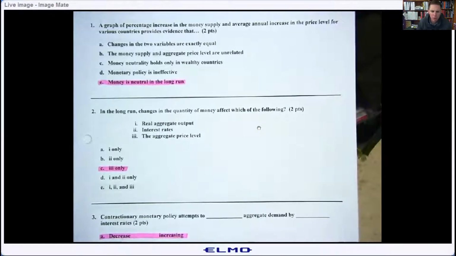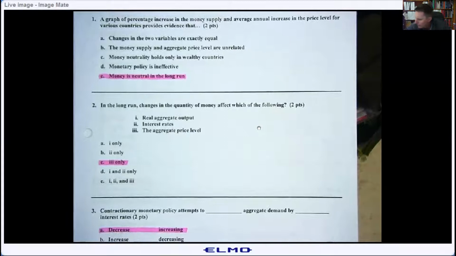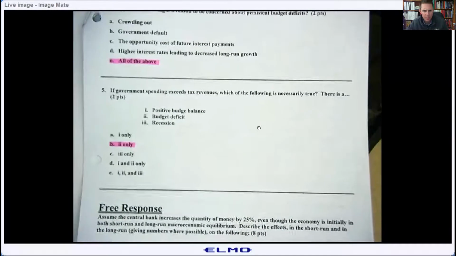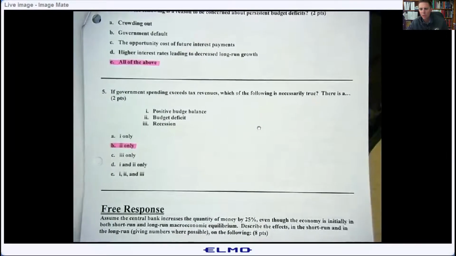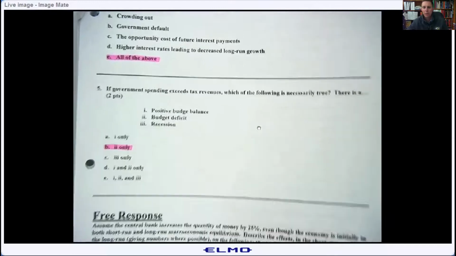Money is neutral in the long run. And then C, 3, the aggregate price level. And then A, decrease, increase. 2 points a pop. And then for the next page, E and B. Again, 2 points a pop. So you should be totaling a 10 out of 10, hopefully by now.